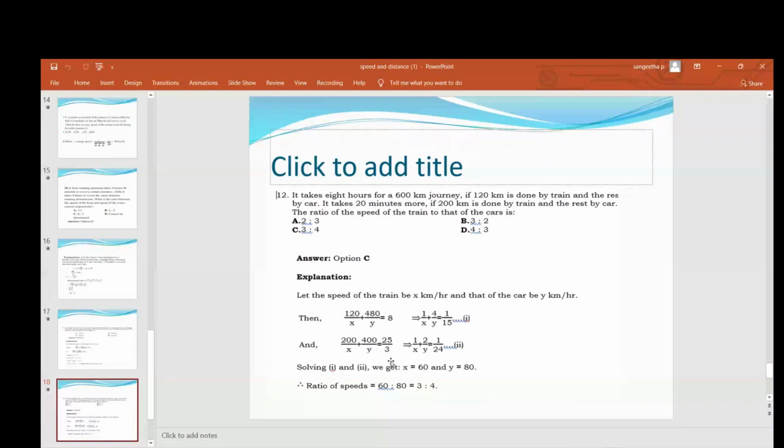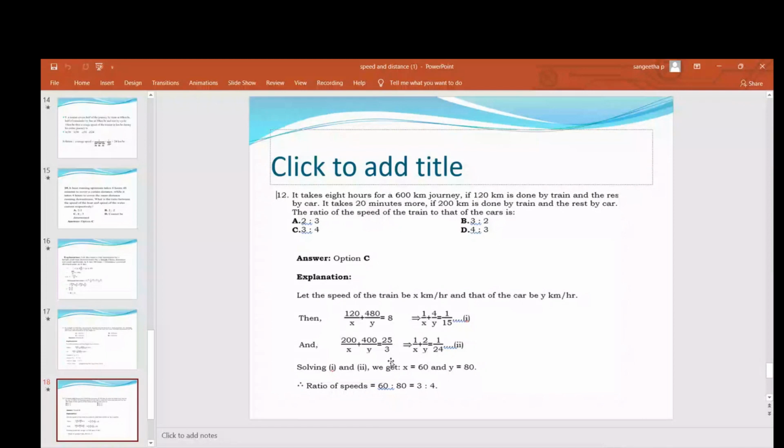So consider this equation 2. Now we have to solve equation 1 and 2. Solving as usual equation 1 and 2, I got x is equivalent to 60 and y is equivalent to 80. So ratio of the speed is 60 is to 80. Again simplifying this, I got 3 is to 4.